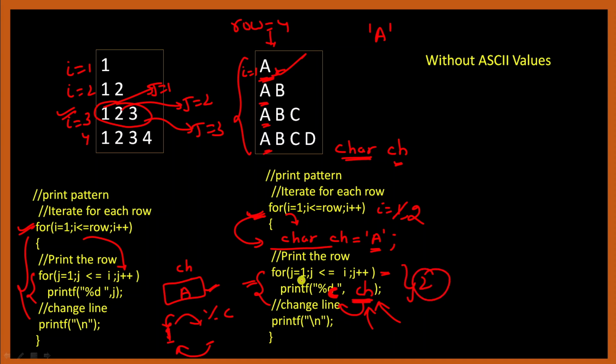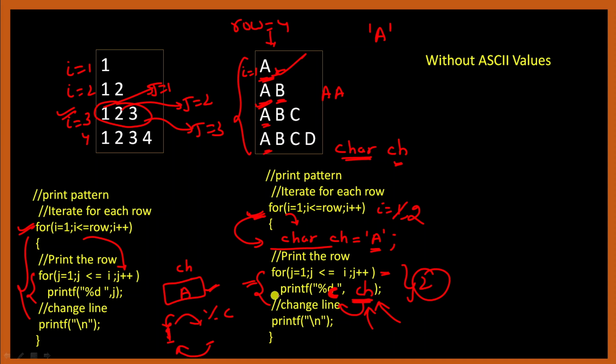Okay, so for j equal to 1, for the first time it will print ch, that is a, so this will be printed, right? Next, for the next value of j, we will come here. Now what we want, if we print just ch, then what will happen? This a will be printed, then again here b will not be printed, a will be printed. That means previously we got a here, now again a will be printed, but we want b, right?